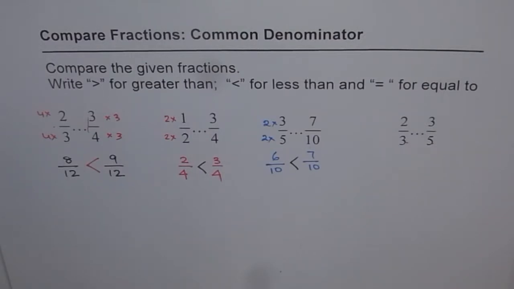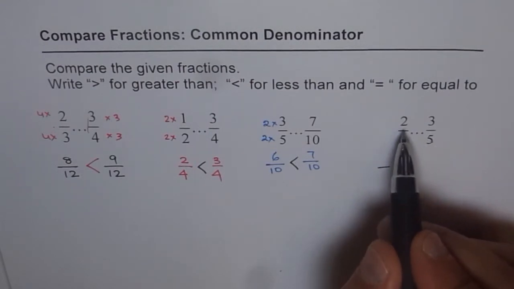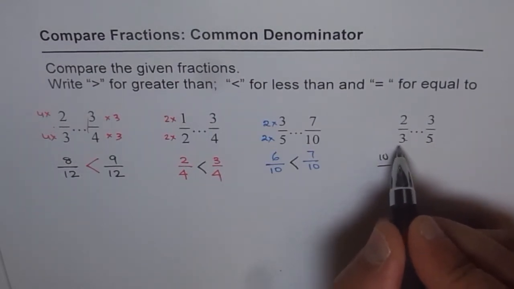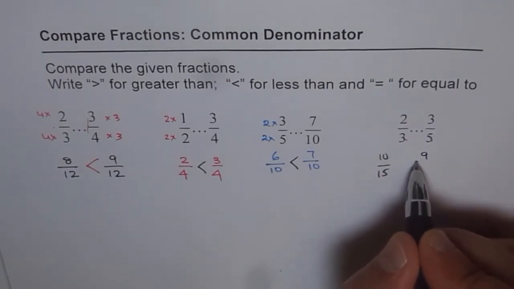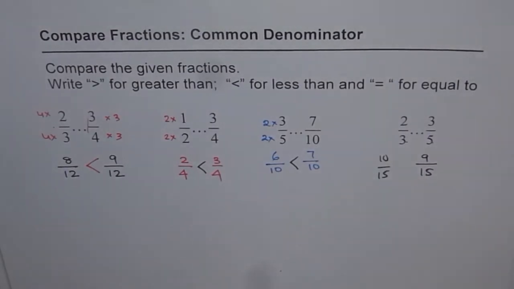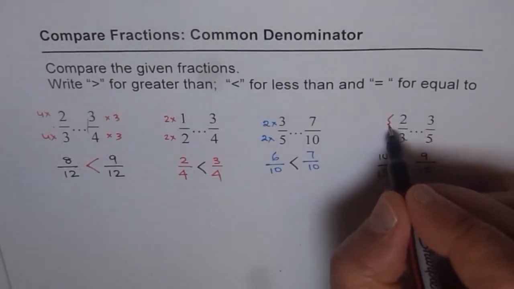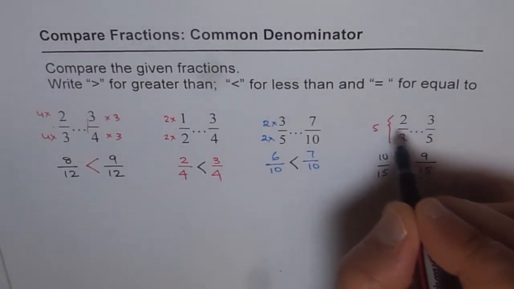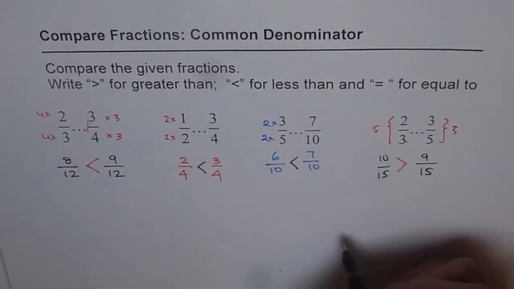Cross multiply. If you cross multiply, that means we'll multiply this fraction by 5. 5 times 2 is 10, 5 times 3, 15. And the other fraction by 3. 3 times 3, 9, 3 times 5 is 15. And you get a common denominator. As you can see, 10 is greater than 9, so we put our symbol greater than right there. So what we did here was, we multiplied both these by 5, right? And on this side, we multiplied both these by 3 and got the result, right?